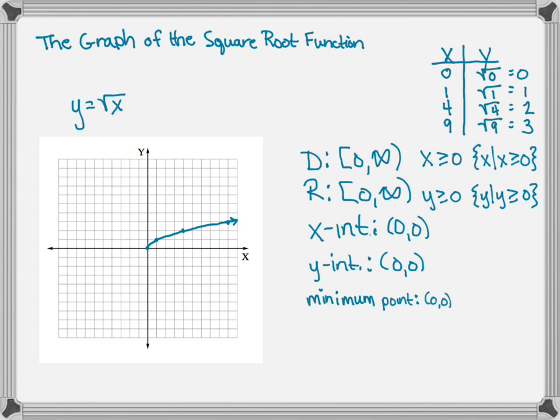Although if we're asking for the minimum value, which remember is the y value at the minimum point, the minimum value is 0. And those are the basic attributes of the square root function.